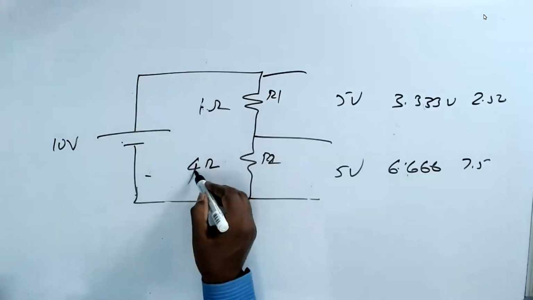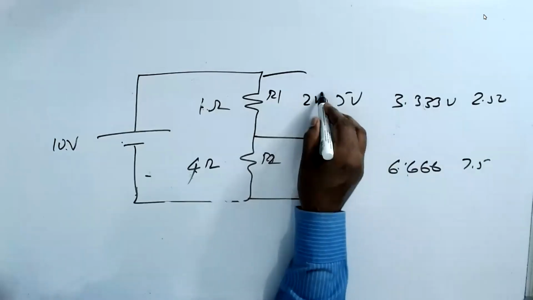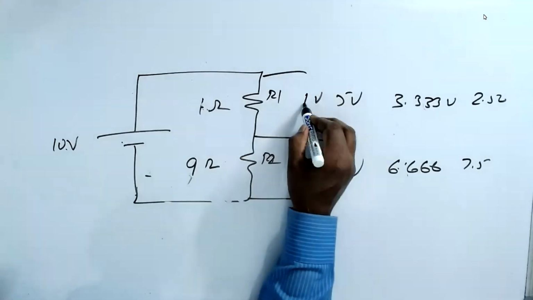I make it 4 ohm. 1 plus 4 is 5. So 10 by 5 is 2. So it becomes 2 volt, and this becomes 8 volt. When I make it 9 ohm, then this becomes 1 volt, and this becomes 9 volt.